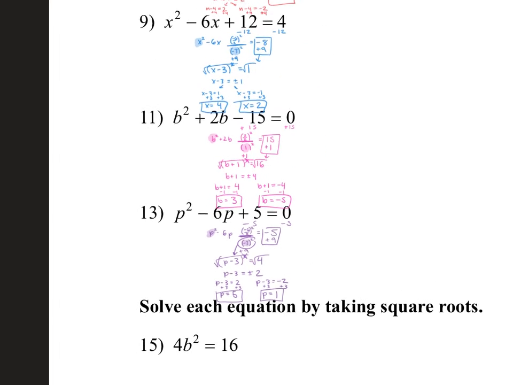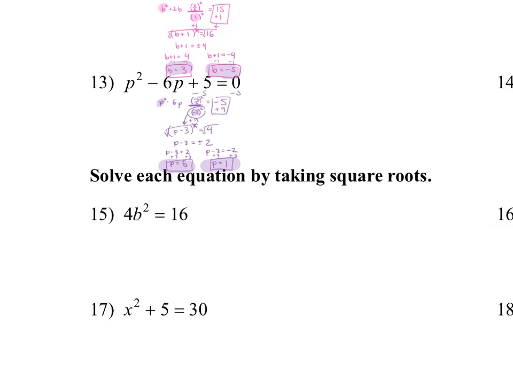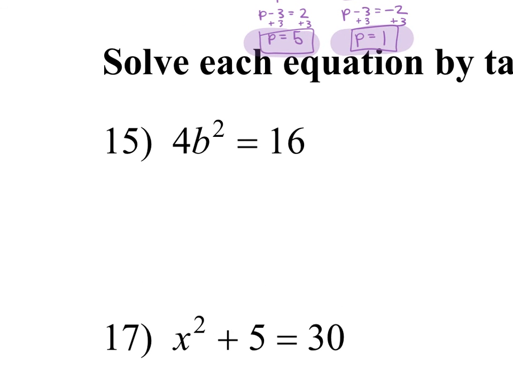All right, any questions from that section? So notice how we got 2 answers from each question. All right, let's do 15. Solve each equation by taking square roots. These are a bit easier.